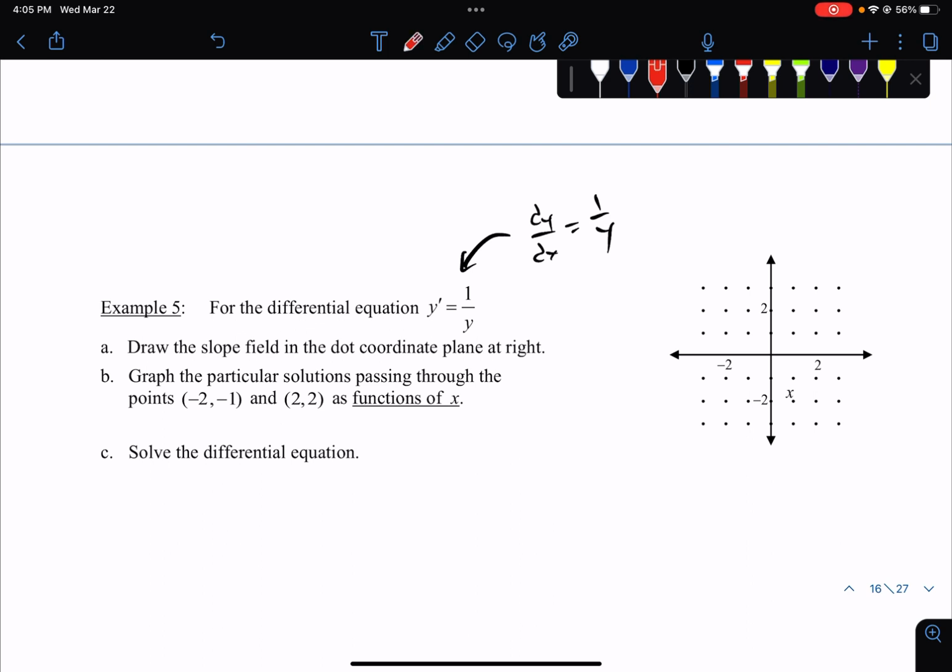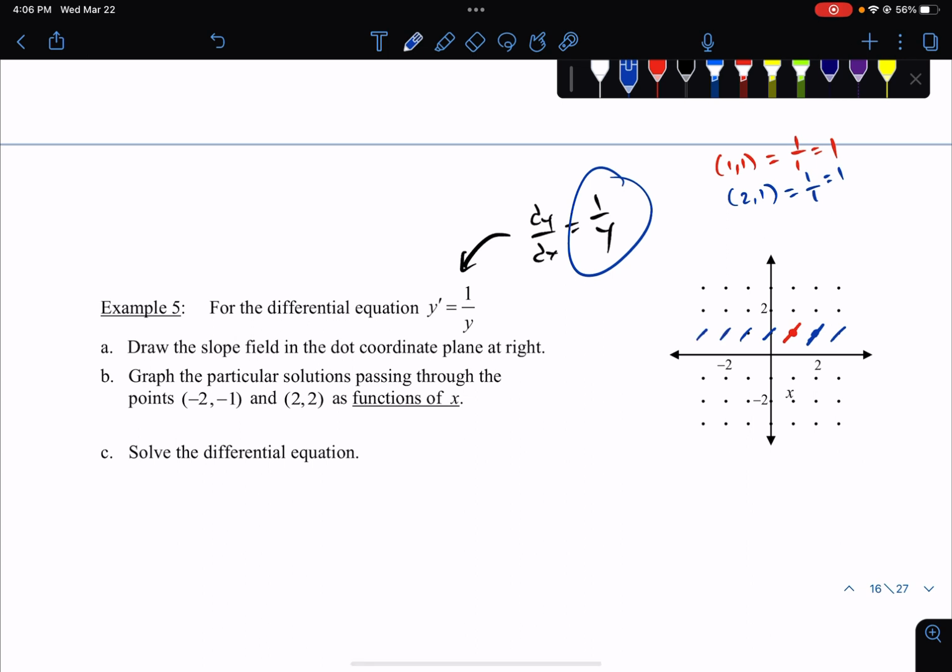So for example, I can't plug in anything with a 0. My 0 line is off limits because the bottom of my function can't be 0. So let's plug in this point right here, (1, 1). When I plug in x equals 1, y equals 1, I just end up with 1 over y, which is 1. So my slope right here is going to be a 1. Now let's do the point (2, 1) and plug it into 1 over y. I get 1 over 1 again. It doesn't matter that my x changed because there's no x in my function. So my slope is still 1. When there's no x's, the only number affecting my slope is the y value. So along this line, all of my slopes are going to be 1.